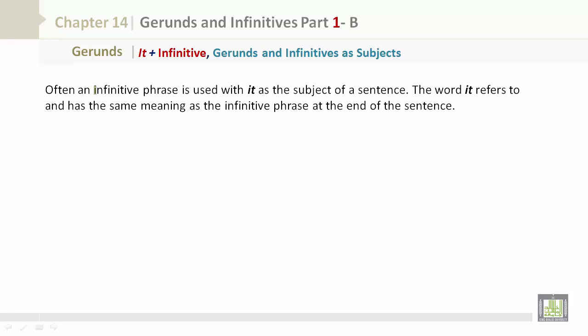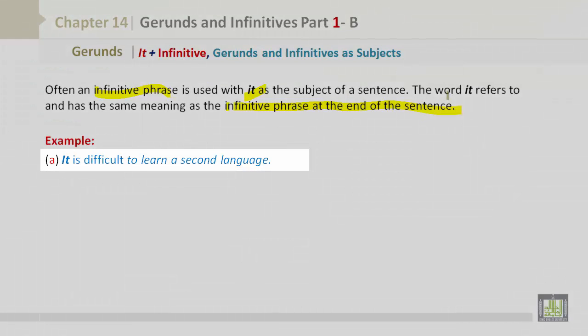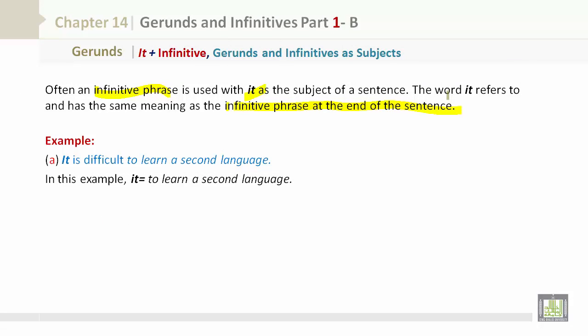Often, an infinitive phrase is used with it as the subject of the sentence. The word it refers to and has the same meaning as the infinitive phrase at the end of the sentence. For example, it is difficult to learn a second language. In this example, it equals to learn a second language.